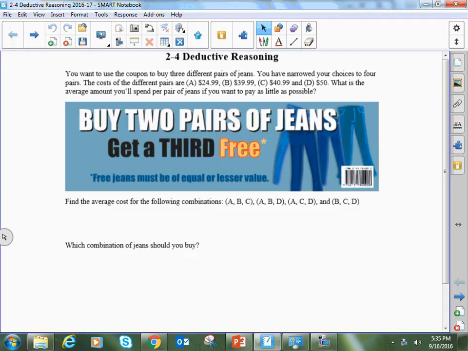Deductive reasoning is a type of reasoning that relies on statements to form a chain of thinking, and the chain can be long, it could be short, it doesn't need to be very complicated, but what we're doing is relying on some statements that will allow us to draw a conclusion.